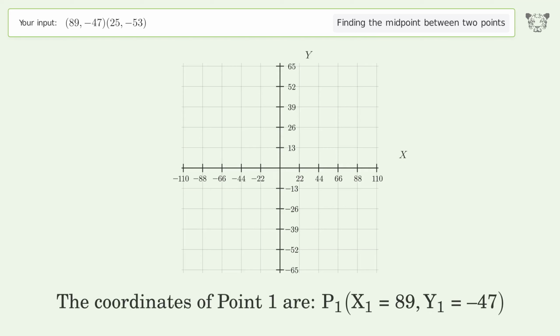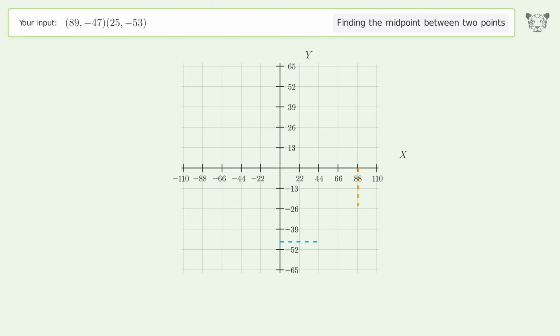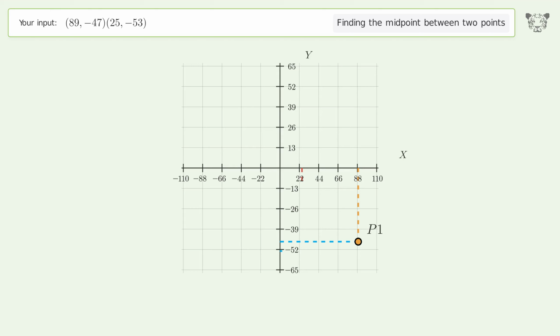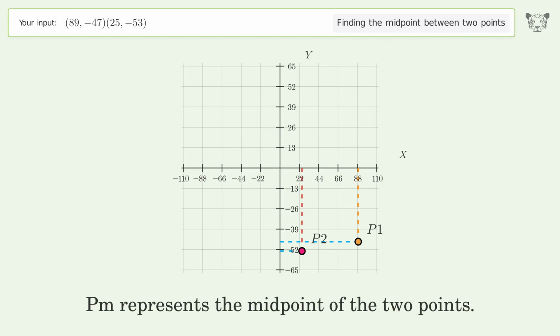The coordinates of point 1 are, x1 equals 89, y1 equals -47. The coordinates of point 2 are, x2 equals 25, y2 equals -53. PM represents the midpoint of the 2 points.